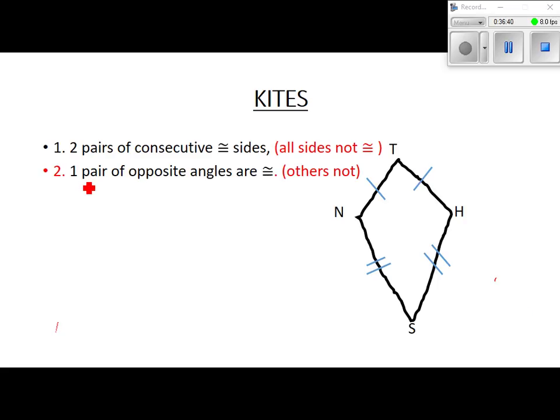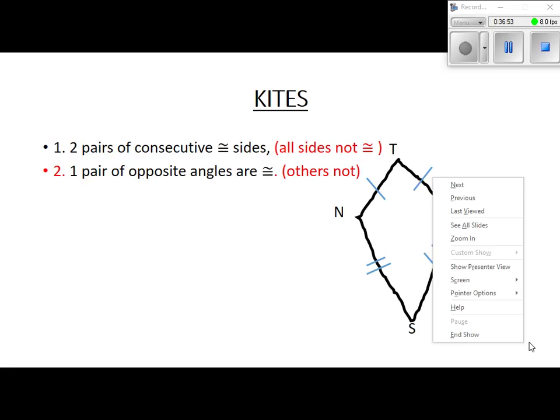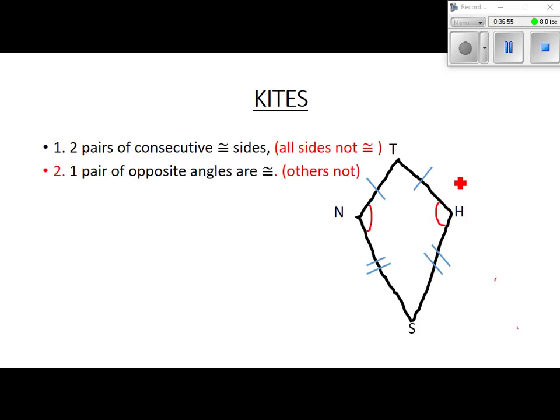Next one: one pair of opposite angles are congruent. Looking at this, name me a pair of opposite angles in my picture that look like they're congruent. N and H. So that pair of angles are congruent. Only one, not the others, only one pair. One pair of opposite angles are congruent.